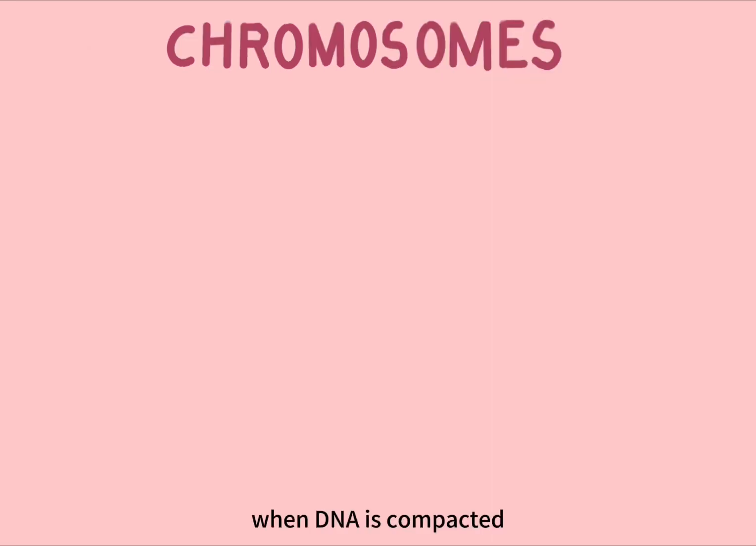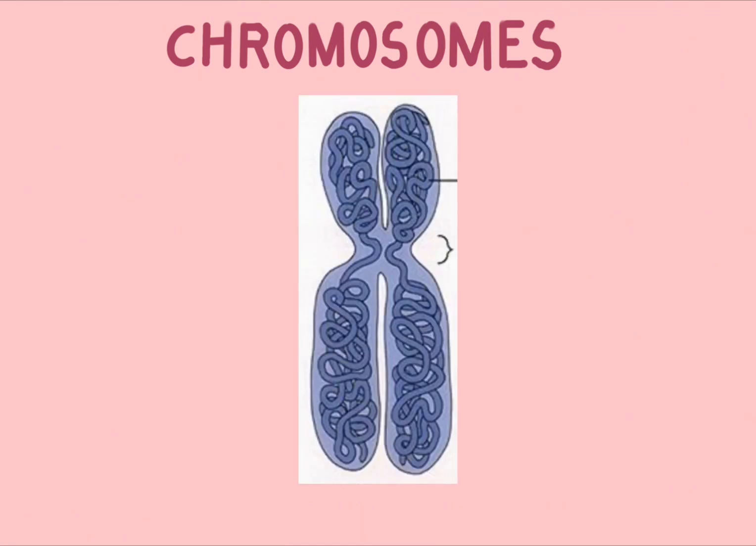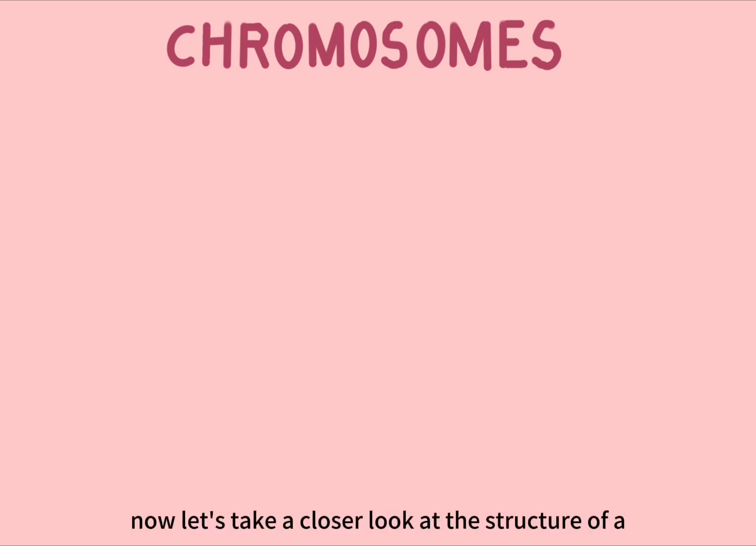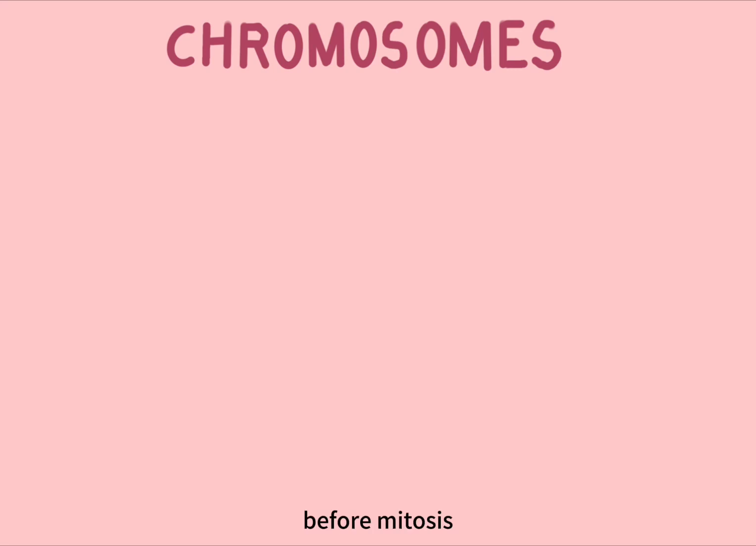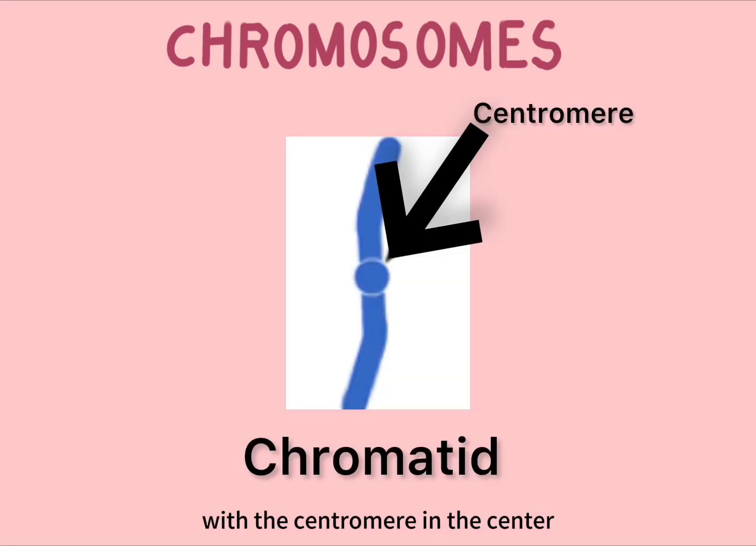When DNA is compacted, it turns into a shape that looks similar to an X, called chromosomes. So chromosomes are made of DNA and proteins. Now let's take a closer look at the structure of a chromosome. Before mitosis, there is a chromatid with a centromere in the center.